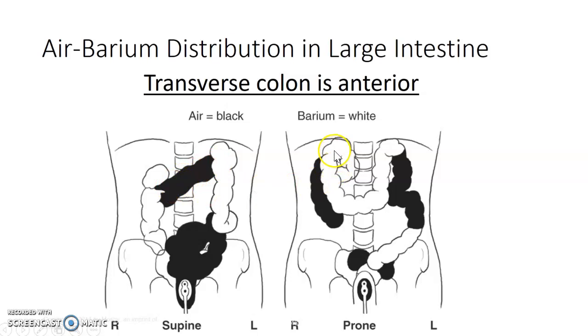When you're prone, it's reversed. When you're down on your stomach, your transverse colon is anterior. The barium is going to pool in the transverse colon. Okay, so keep that in mind as we move forward here.